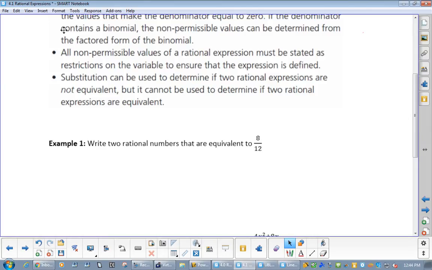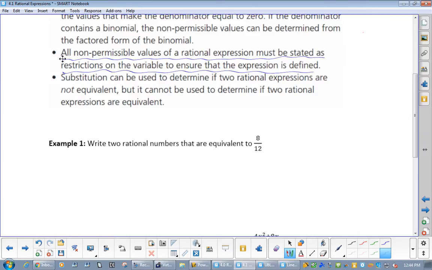Okay, so now. Anyway, back to you can't divide by 0. That's how it all started. All non-permissible values of a rational expression must be stated as restrictions. Okay, so that's always going to be a habit.